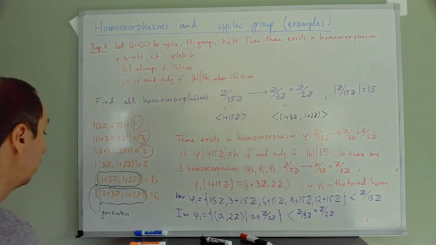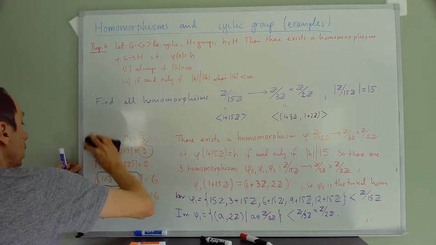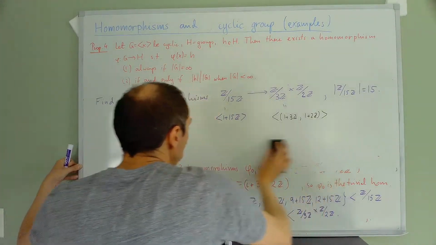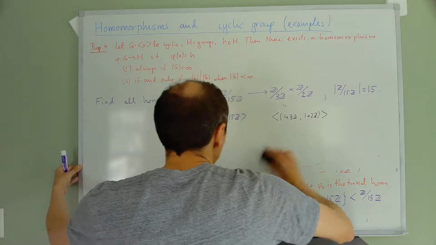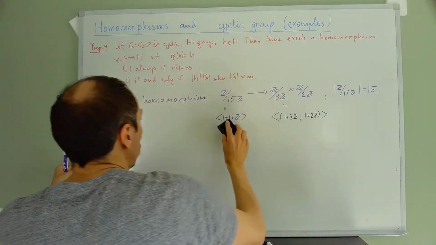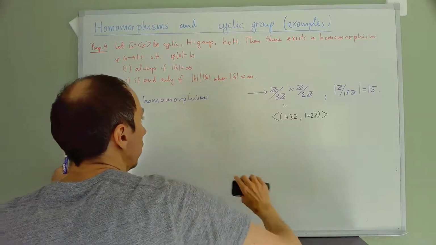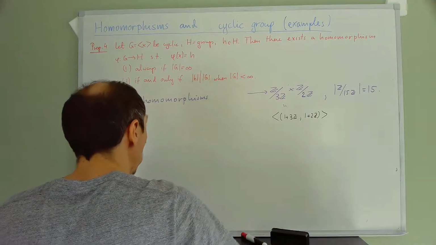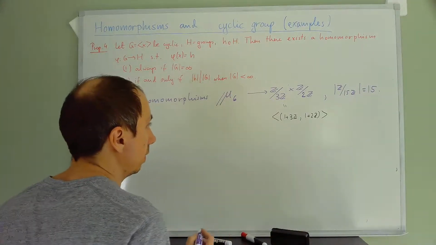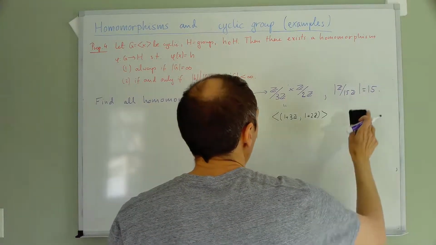Let's do another one. Using this group, I kind of like it because it's actually a cyclic group, and I wanted to say something about it. But I want to change this here. And I'm going to change it to mu6, so the sixth roots of unity.